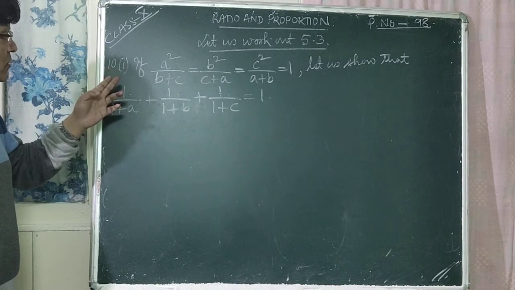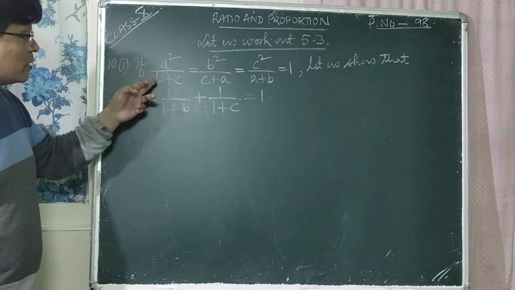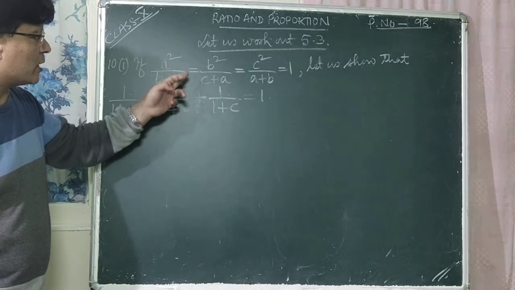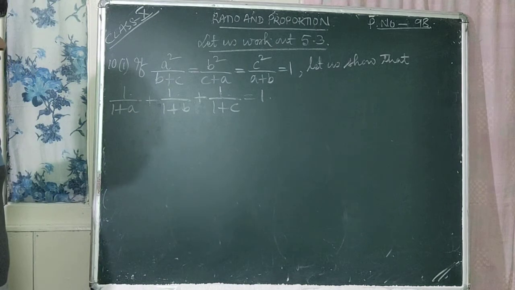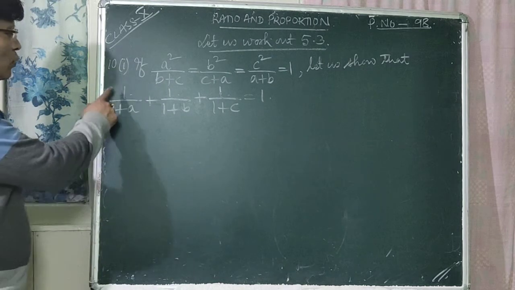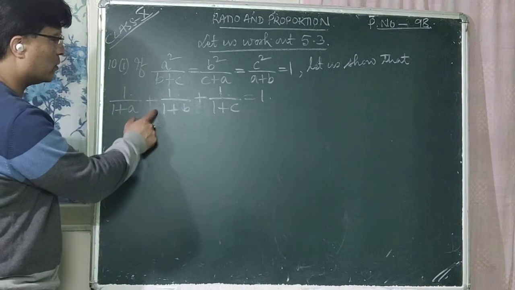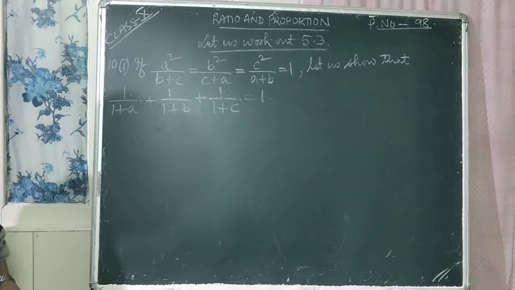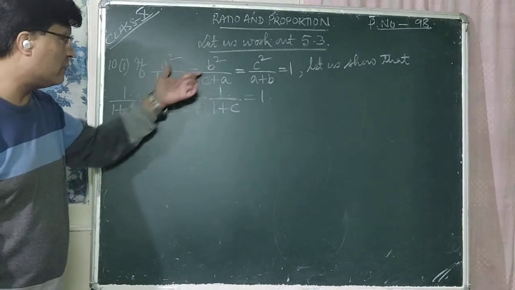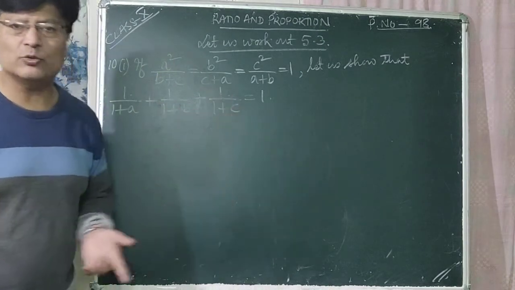The question is, if a square upon b plus c is equal to b square upon c plus a is equal to c square upon a plus b is equal to 1, let us show that 1 upon 1 plus a plus 1 upon 1 plus b plus 1 upon 1 plus c is equal to 1. That means you have to prove this from the given, you have to prove left hand side is equal to 1.